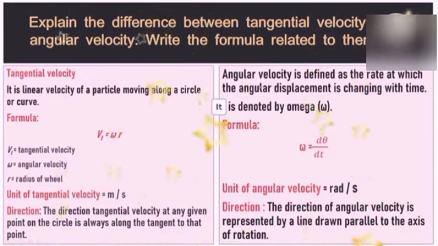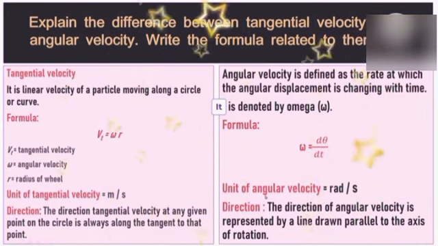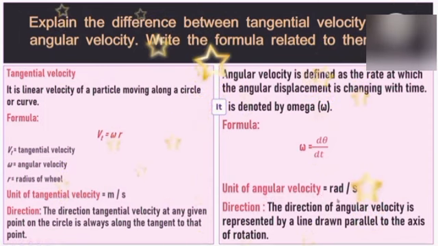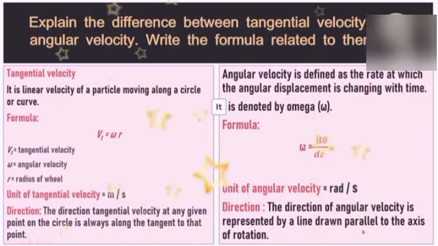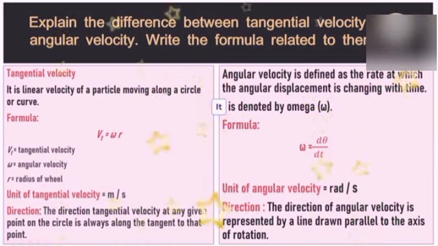Now we come to angular velocity. Angular velocity is defined as the rate at which the angular displacement is changing with time. Angular velocity is denoted by omega, and its formula is angular velocity is equal to d theta over dt. Unit of angular velocity is radian per second. The direction of angular velocity is represented by a line drawn parallel to the axis of rotation.